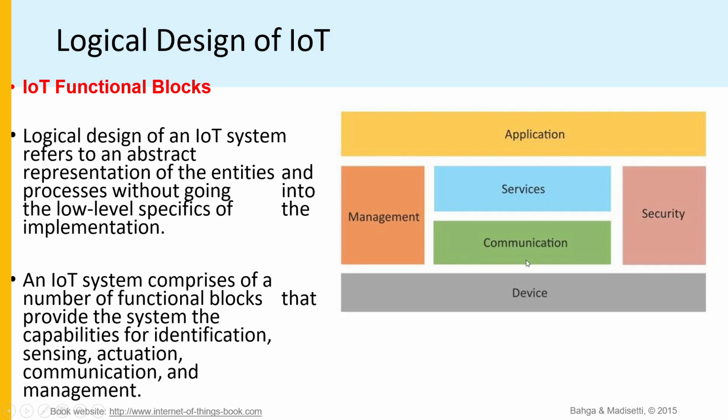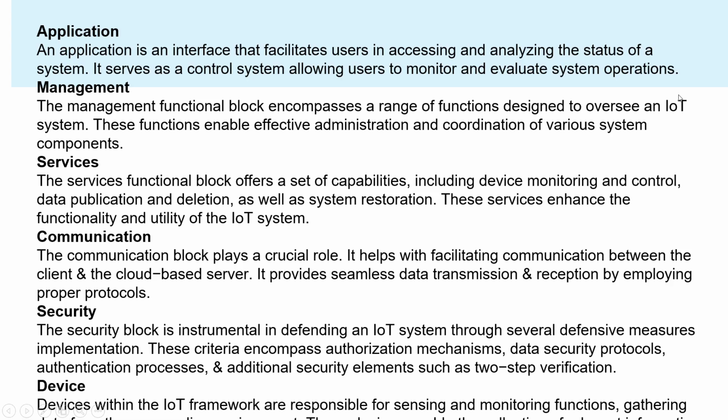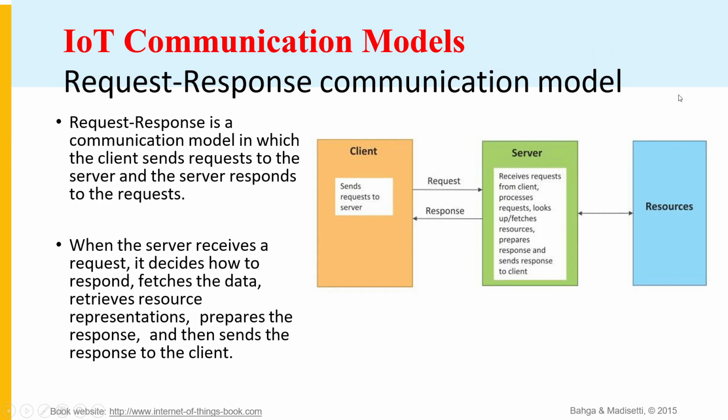And communication is about which technologies it uses to send data. We also have communication models and communication APIs, which are the second and third parts of logical design. Those we are going to see. This is what the first part of logical design is about. Same theory is mentioned here.